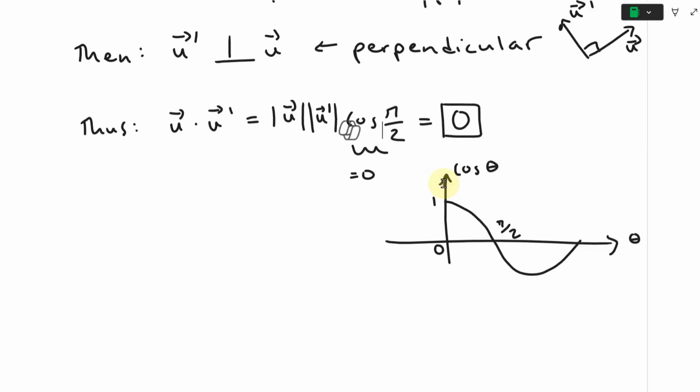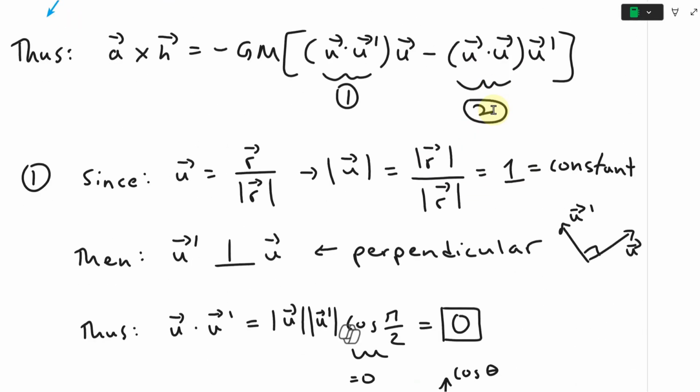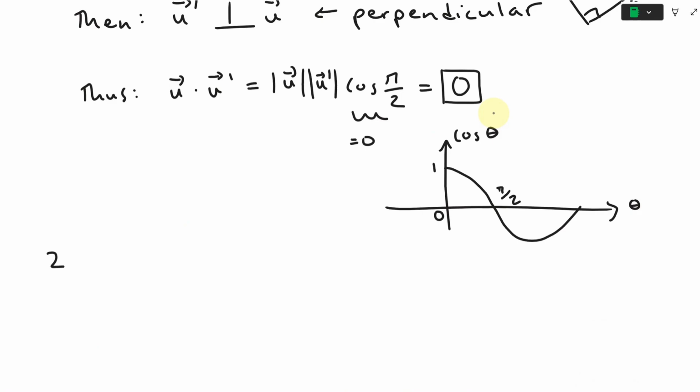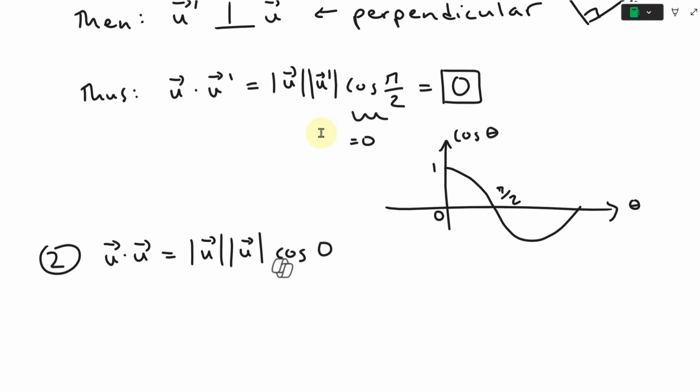Now let's take a look at the second one here. This is U dot U. So for 2, we've got U dot U, again using the geometric equation, the magnitude of U times itself, and then times cosine of the angle between them. The angle between them is 0, since these are just parallel vectors, and cosine of 0 equals 1. So this equals the magnitude of U squared times 1.